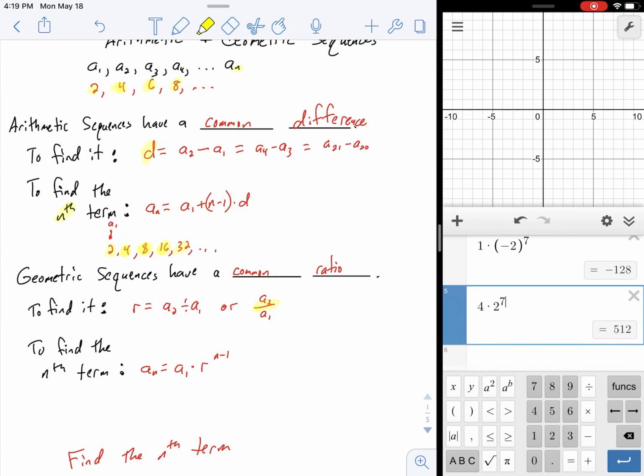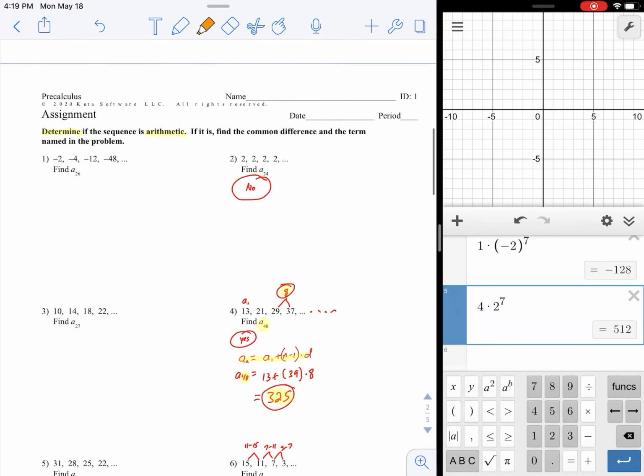So what's the takeaway? Know this formula, understand how to find the common difference and the common ratio. Remember, common difference goes with arithmetic, common ratio goes with geometric, and after that it should be fairly straightforward.